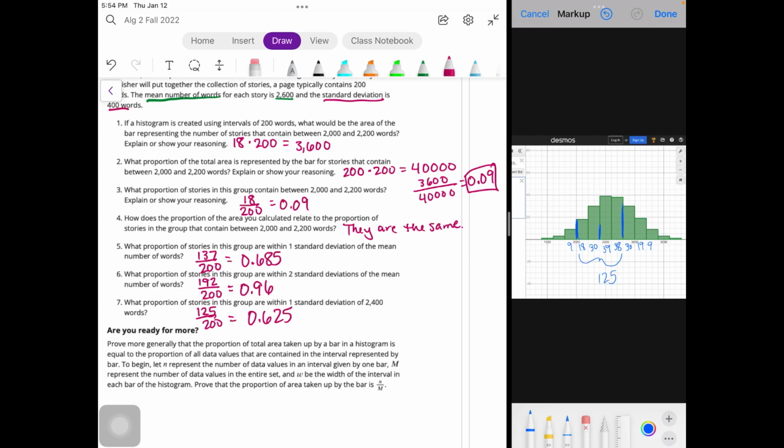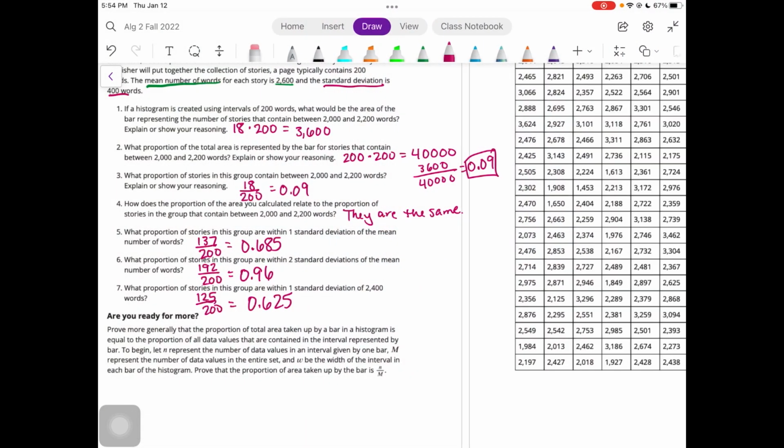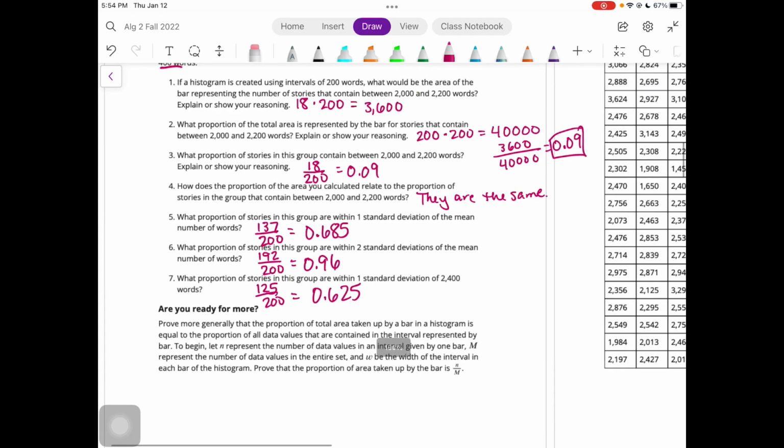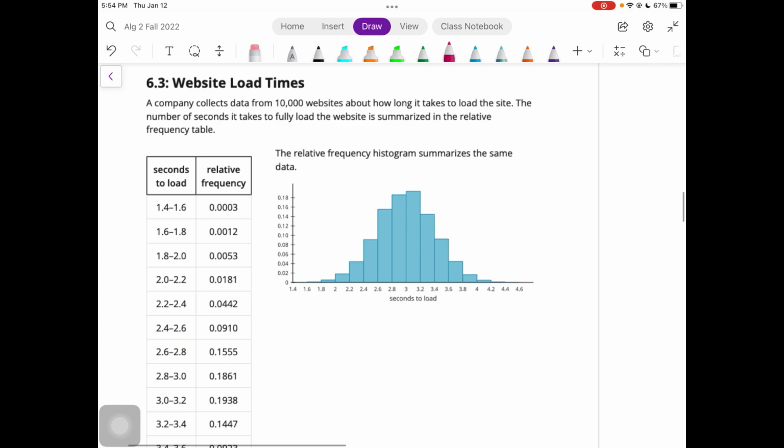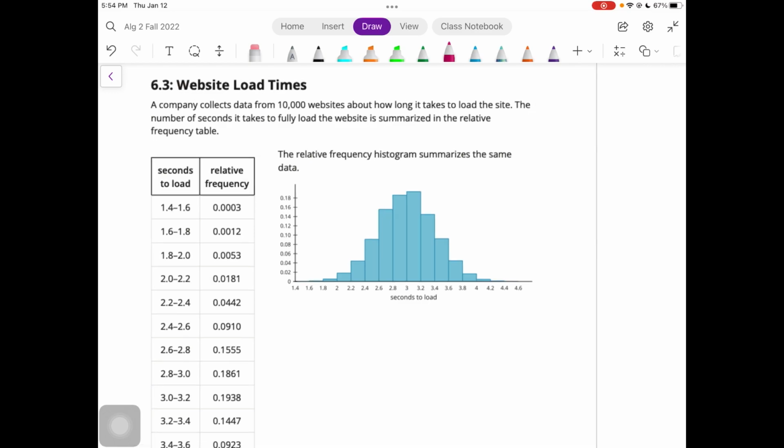Okay, so we're done with that histogram. Let's take a look at part 3. A company collects data from 10,000 websites about how long it takes to load the site. The number of seconds it takes to fully load the website is summarized in the relative frequency table.